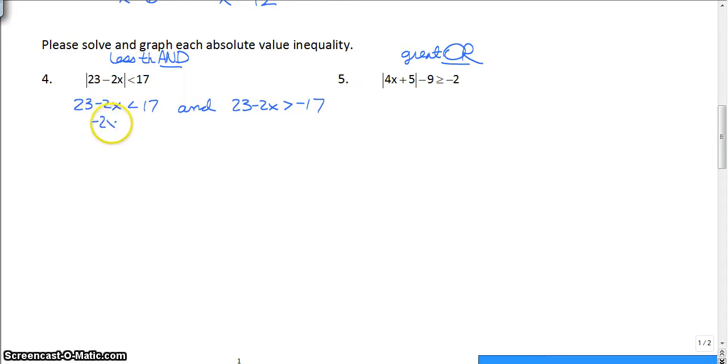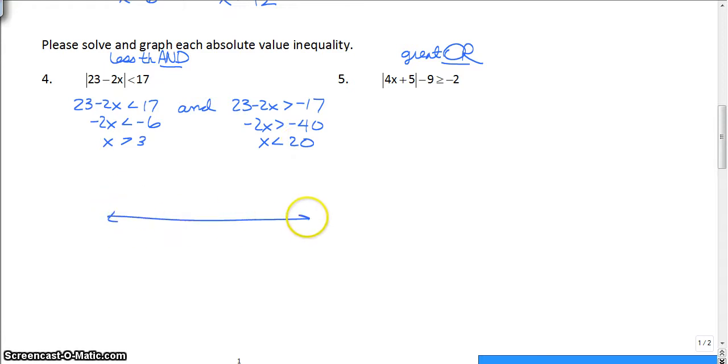So we're going to have a negative 2x is less than a negative 6. So x is greater than 3, because we have to change the direction of the sign when we divide by a negative. And we have a negative 2x is greater than a negative 40. So x is less than 20.